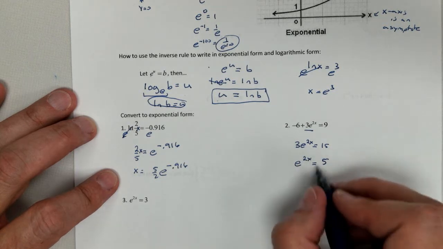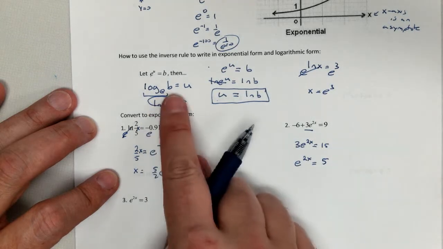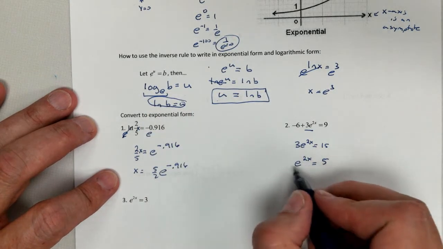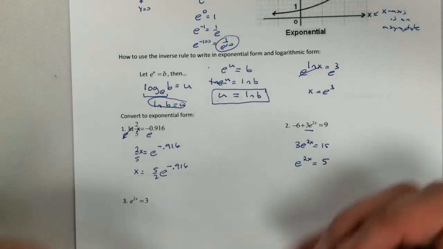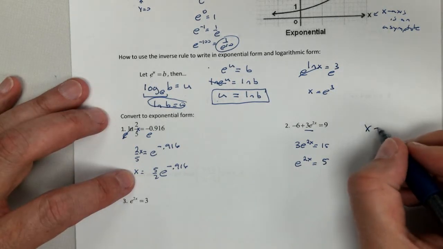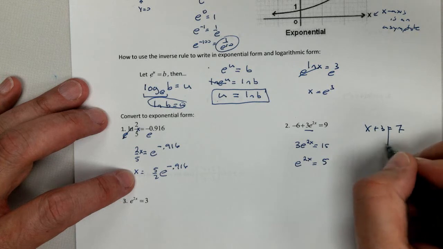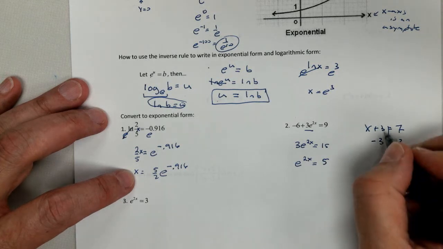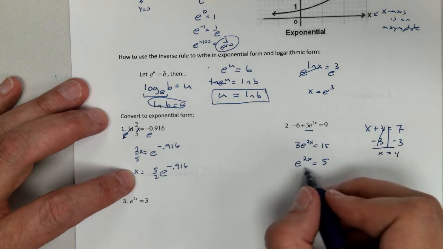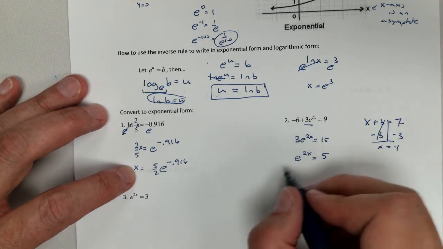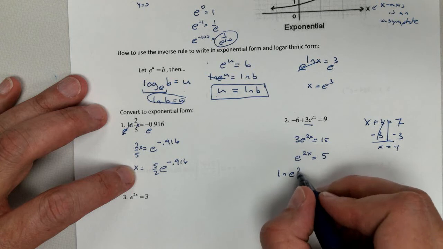And now I want to undo this. I can remember my log properties, but nobody remembers those. I want to undo an exponential. Well, what undoes an exponential? Its inverse. For example, if I have x plus 3 equals 7, to undo it I have to subtract 3. It's my additive inverse, and I get x equals 4. Same thing here. Exponentials have an inverse, and that is taking the log of the base.